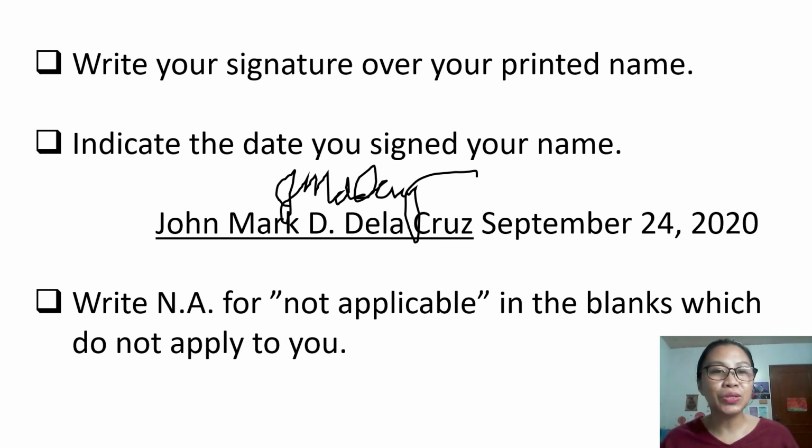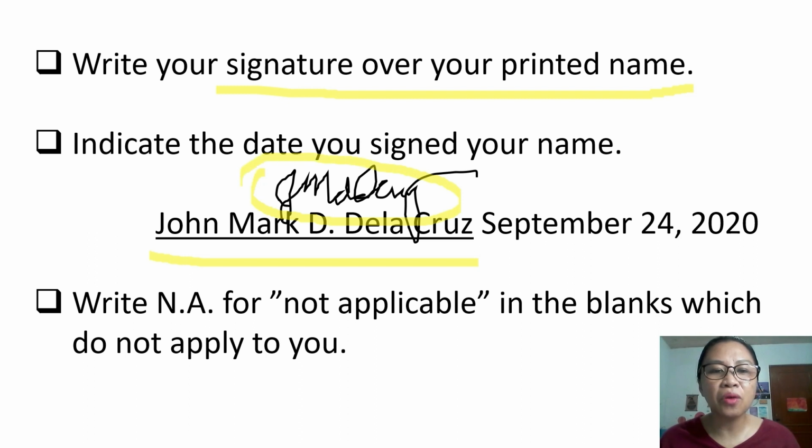In addition to the information that we have discussed, you have to write your signature over your printed name. Don't forget that. So how are you going to write that? Okay, so the example here is John Mark D. De La Cruz. You have noticed that he has his name printed and he has his signature over his printed name. And beside his printed name is the date that he signed this personal data sheet. So do not forget to write the date you signed your name.